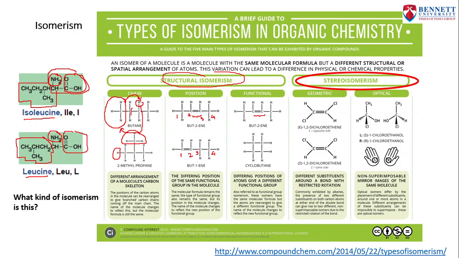Coming back to this particular problem, this isomerization is structural isomerization, and more specifically chain isomerization. You can see the carbon backbone is rearranged. The CH3 group has moved to this position, and the hydrogen from here has moved to this position. So this is a chain, or structural, isomerization.